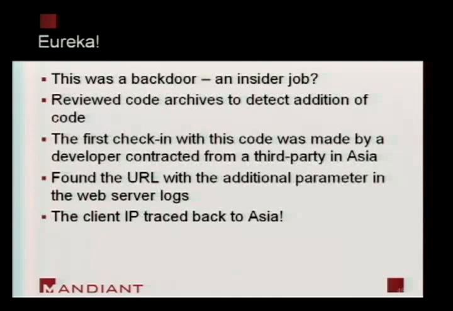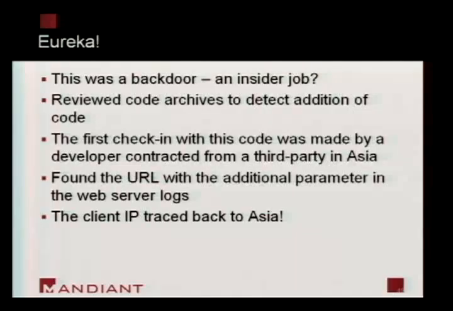Now, was it an insider job? We started talking to the guys and we figured, well, they had outsourced much of their application development to some third party in Asia. We'll let you guess which country. No, it wasn't India.